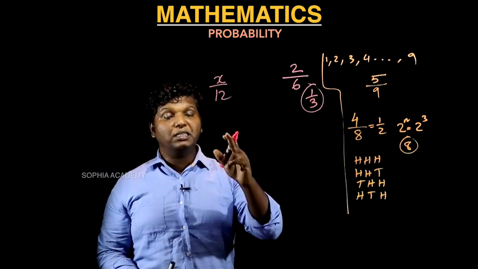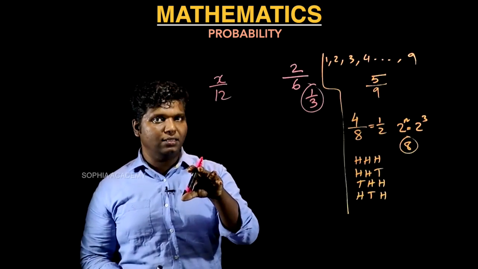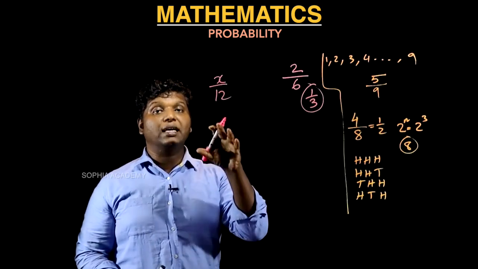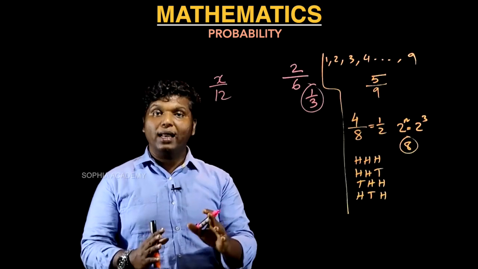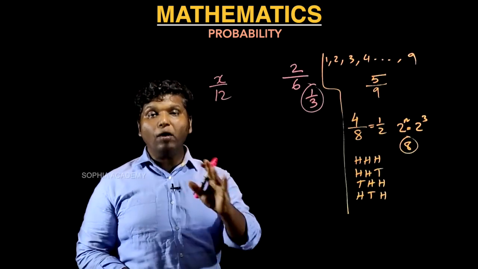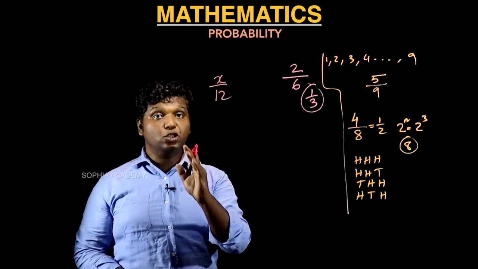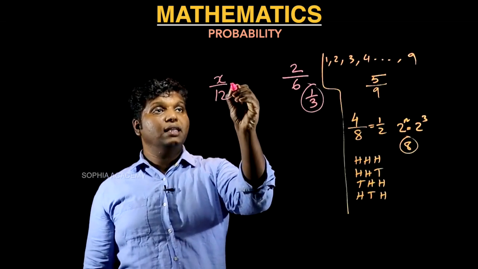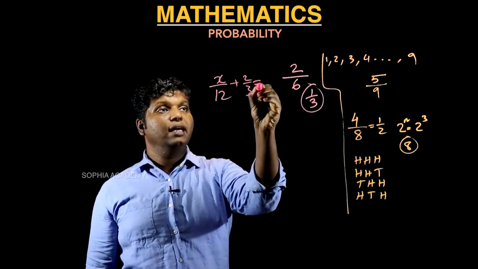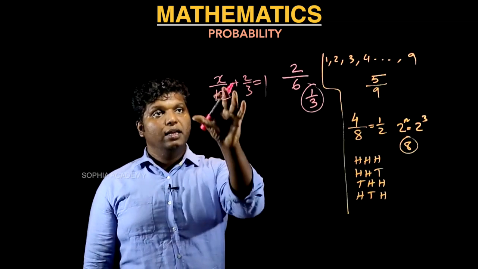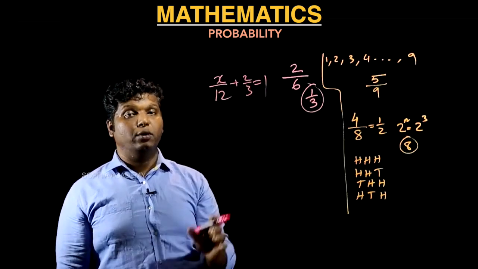So here it is mentioned that if a question is being asked, the probability of guessing the correct answer is x by 12, whereas the probability of not guessing the correct answer is 2 by 3. So we can say this one plus 2 by 3 should be equal to 1. x by 12 plus 2 by 3 should be equal to 1.